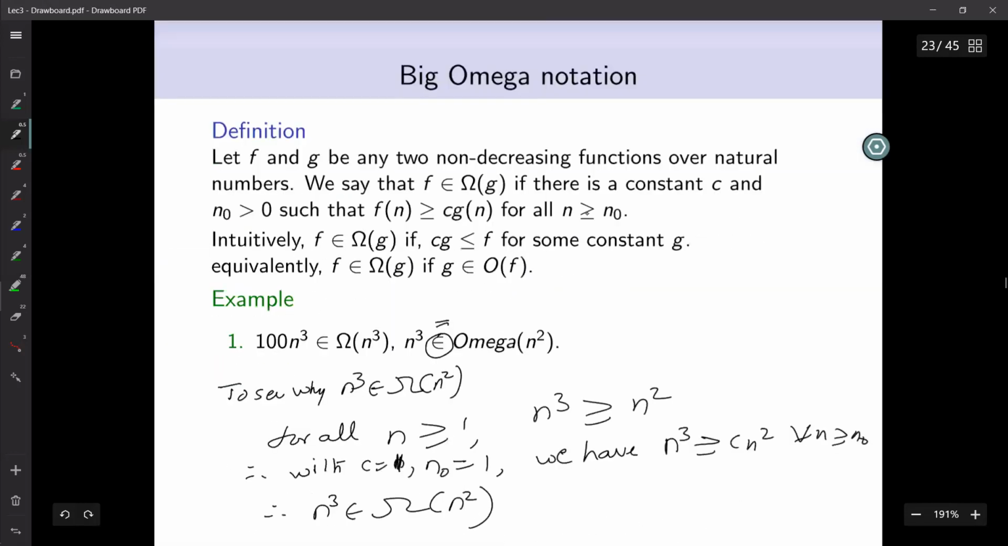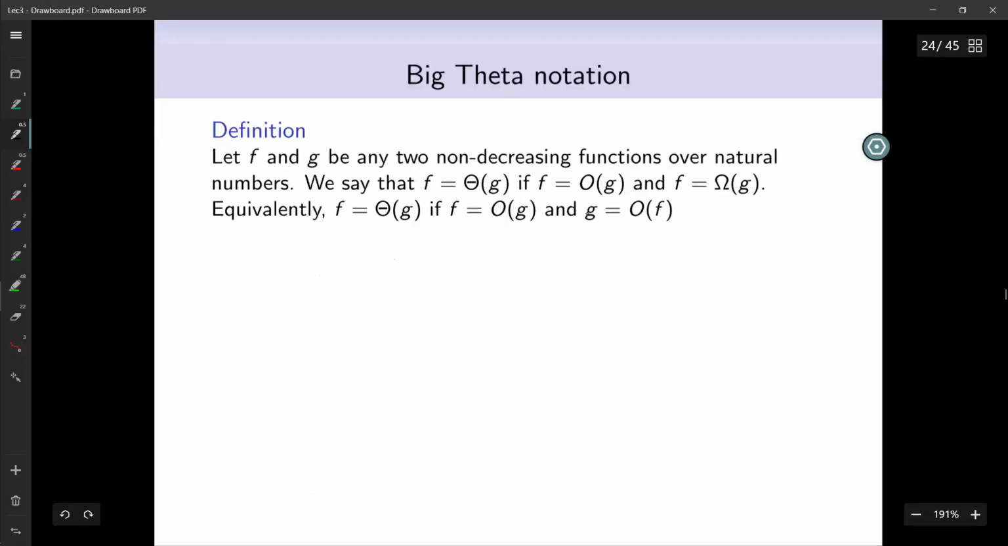Now big omega notation, which is basically the dual of big O notation, essentially the same thing, but the functions are swapped. So now we have another handy notation which we call big theta notation. Again, let f and g be two functions. We say that f is theta of g if f is order of g as well as f is omega of g. Or equivalently, f is theta of g if f is order of g as well as g is order of f. This might sound a bit confusing. How is it possible that f is order of g as well as g is order of f?